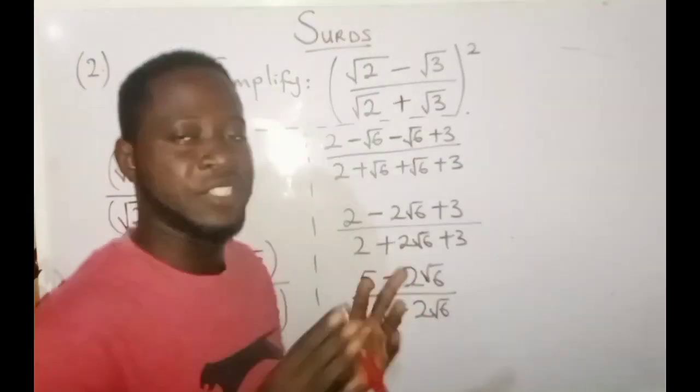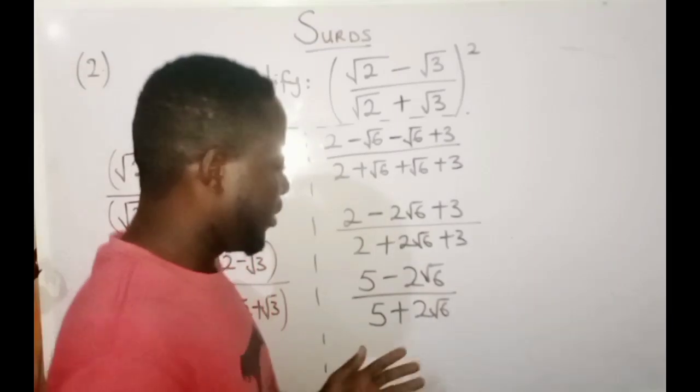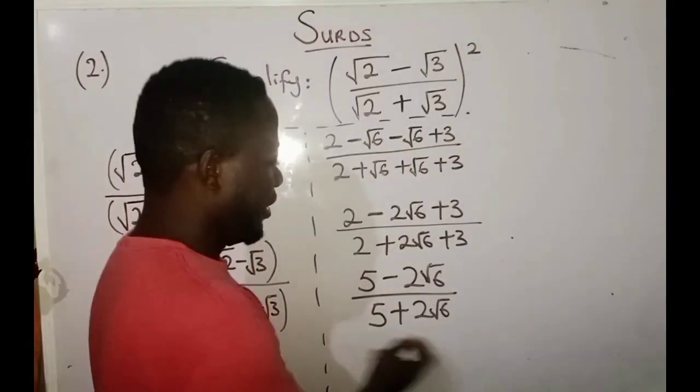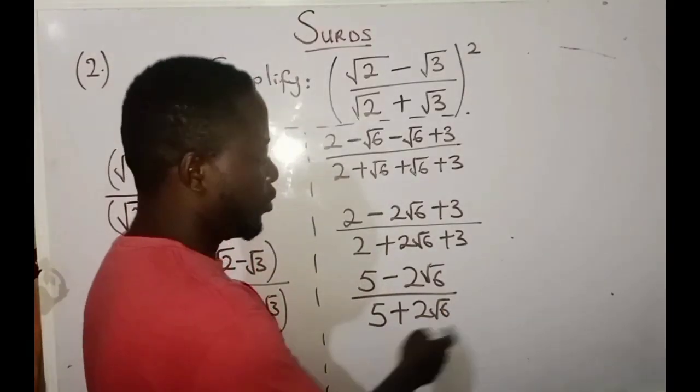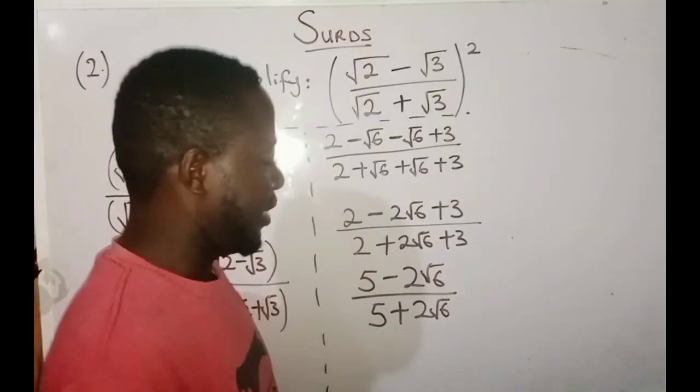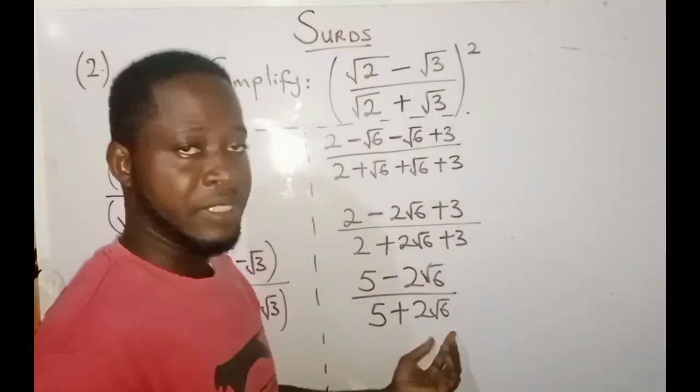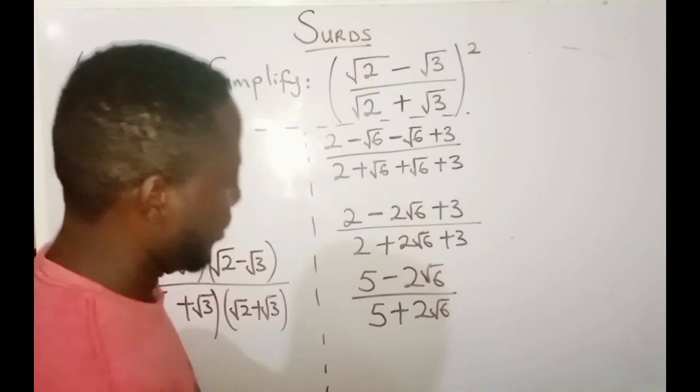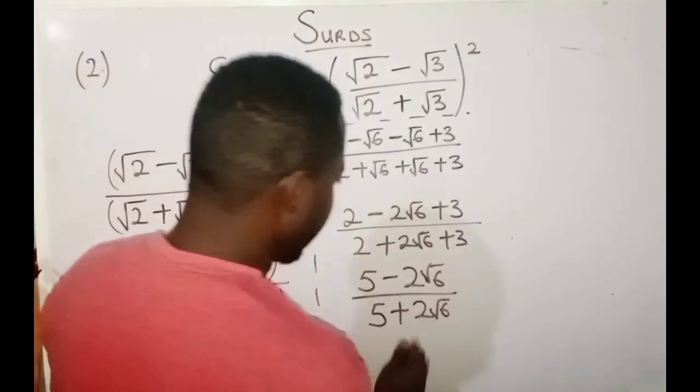So in that case, we are going to rationalize. To rationalize means that we want to change this value to a rational number, that is a number that will not involve this surd. Alright. Okay, in that case, let's rationalize.